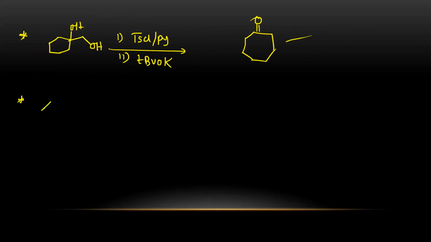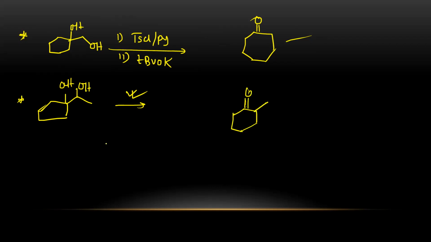Next question, this 5-member ring, OH, OH, same reagent. The product you are going to have is cyclohexanone with one methyl, alpha methyl.